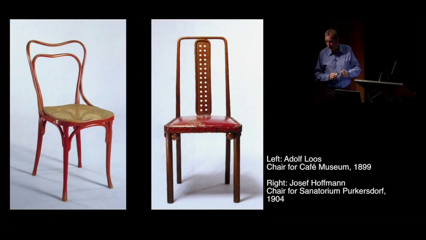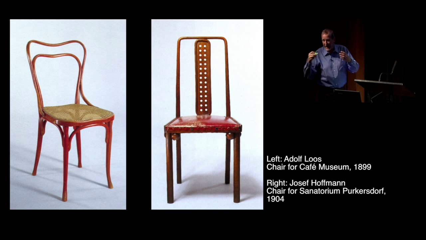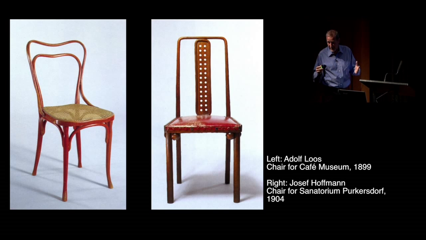If we look at the two chairs, the chair that Hoffmann designs for the Sanatorium Purkersdorf, he completely designs, and you can really, when you apply art historical techniques or whatever you call it, you can explain, okay, this is a chair designed by Hoffmann. While here, it's impossible. You cannot say this is a chair by Loos or by anybody else.